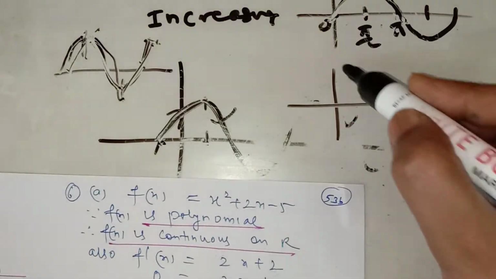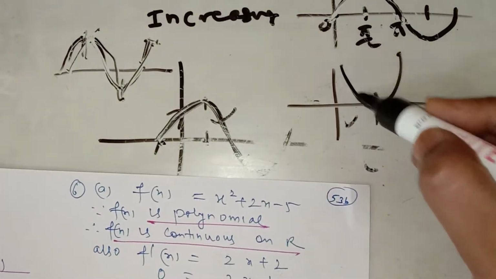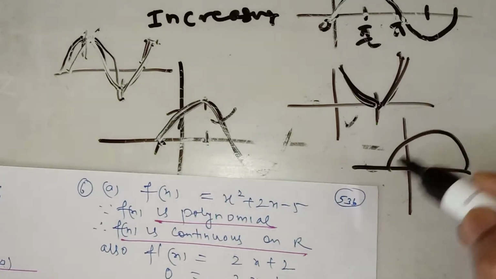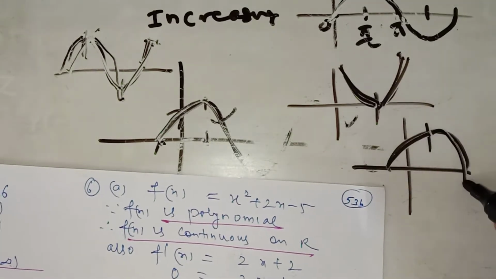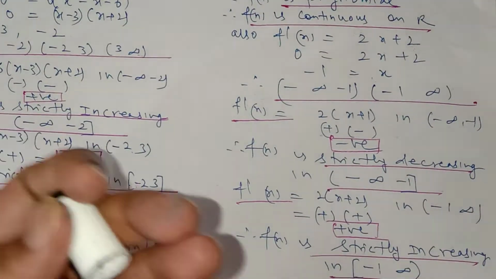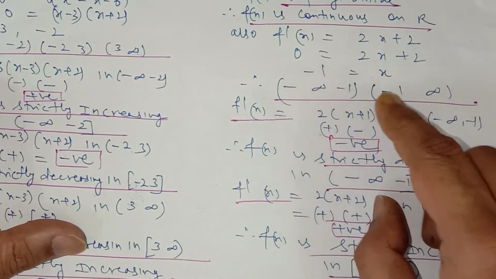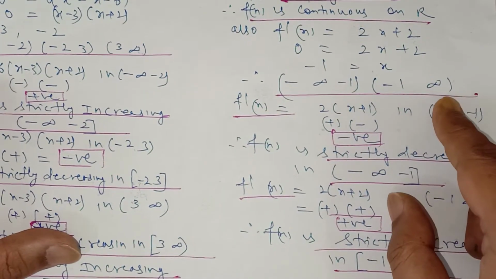In a parabolic function we have only one turning point, either increasing then decreasing, or decreasing then increasing. So the first interval is from minus infinity to -1, and the second interval is from -1 to infinity.